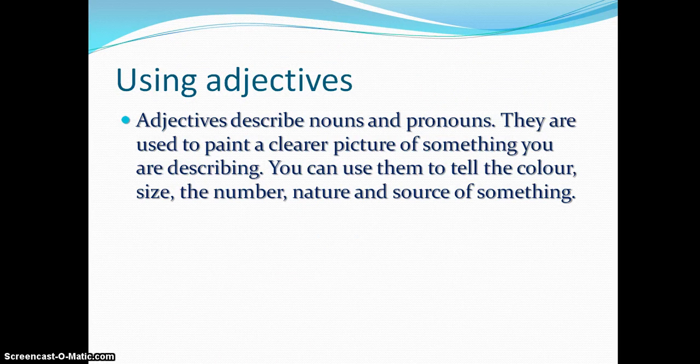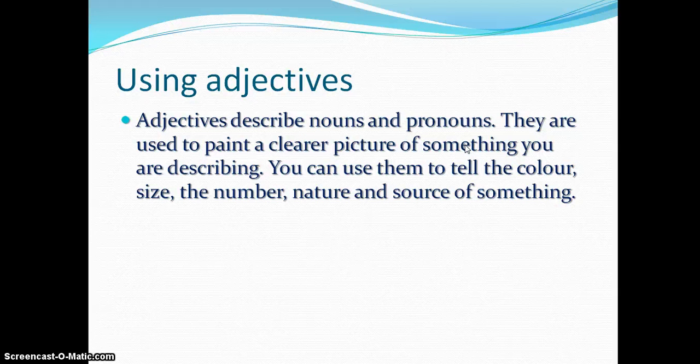Now how do we use adjectives? Well, first of all, what are adjectives in the first place? Adjectives describe nouns and pronouns. Now, they help you paint a clearer picture of the thing you're talking about. They help you describe better what you're talking about.